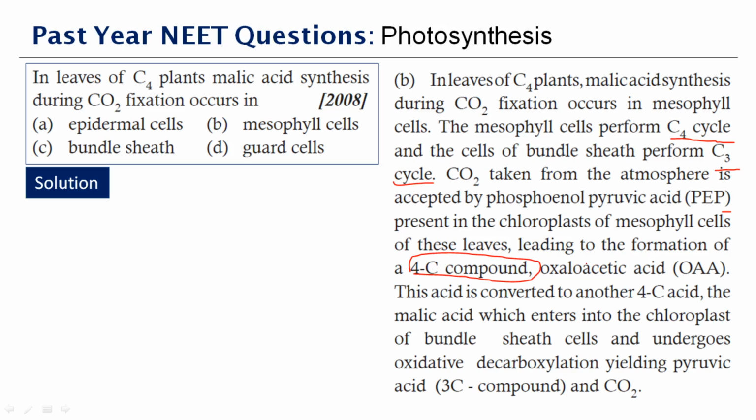4C compound, which is oxaloacetic acid. This acid is converted to another 4C acid, which is called malic acid, and this will enter into the chloroplast of the bundle sheath and undergoes oxidative decarboxylation, which will yield pyruvic acid, which is the end product. Therefore, the correct answer to this question is option B, mesophile cells.